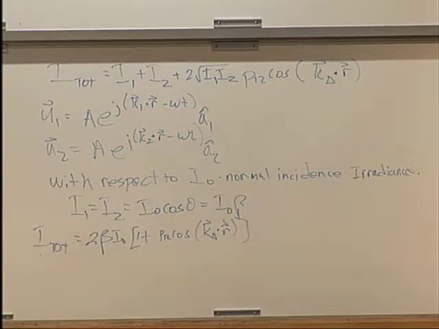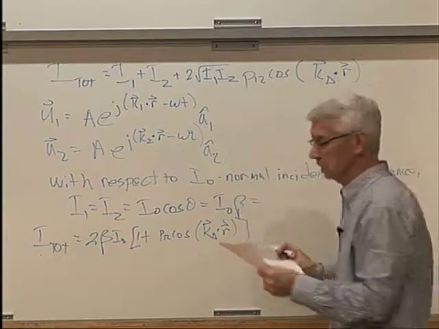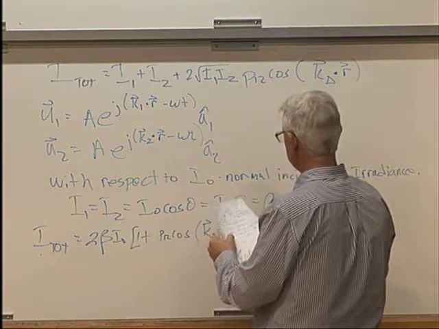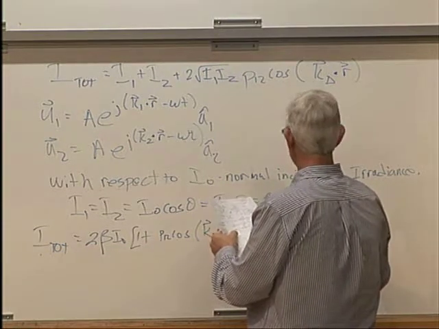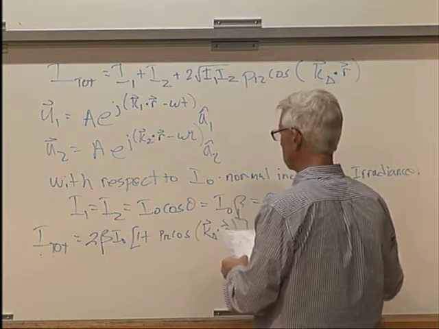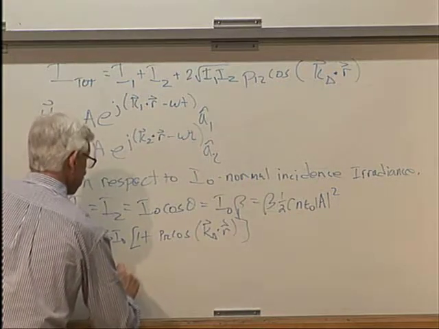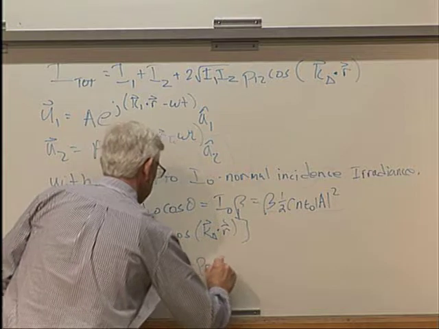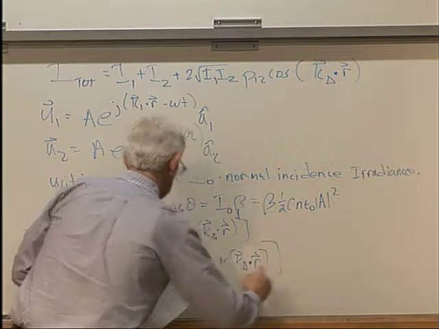Okay. And then I0 we can put in terms of A just from the impedance relationship between E and H. I'm going to bring the beta out front. This is beta times 1 half Cn epsilon naught A squared, so I have a factor of 2 here. So this is beta times Cn epsilon naught magnitude of A squared times 1 plus P12 cosine of K delta dot R, like that.